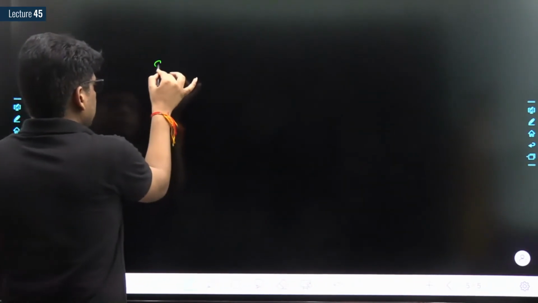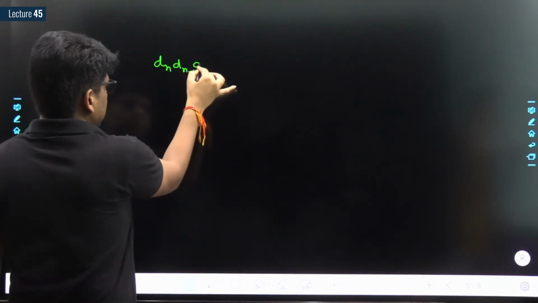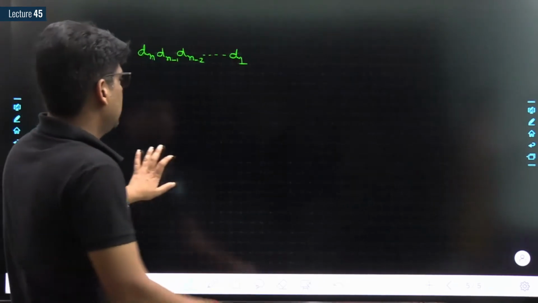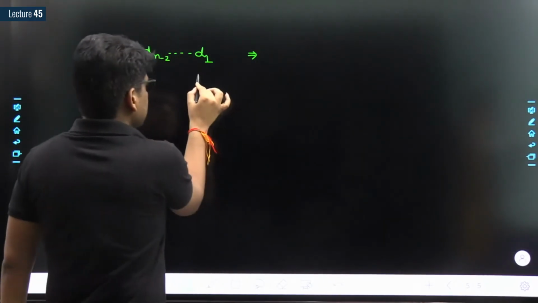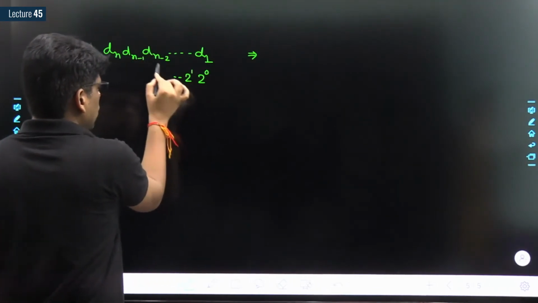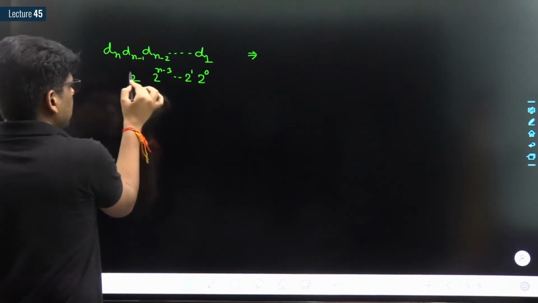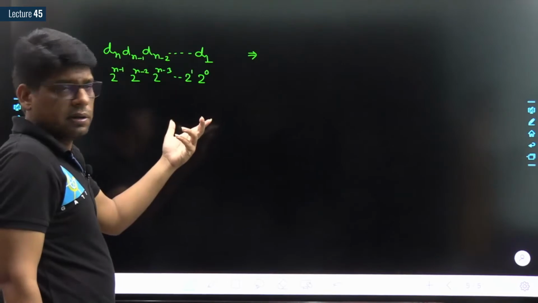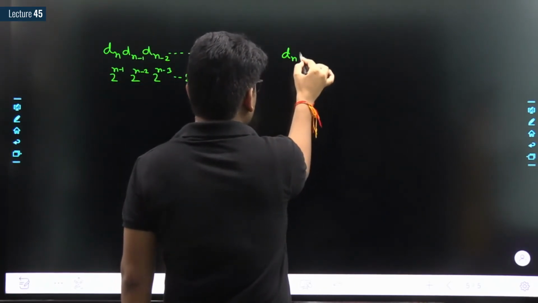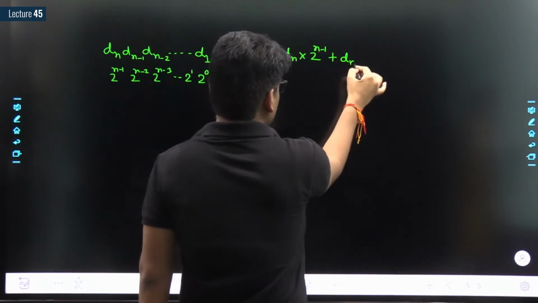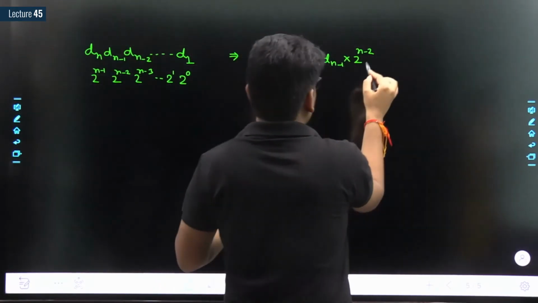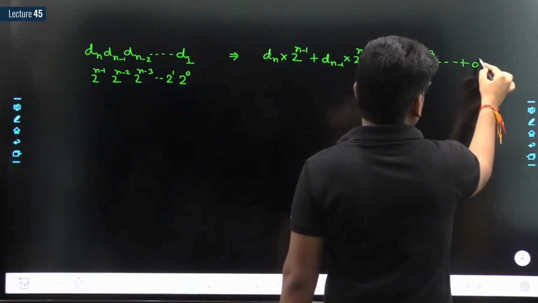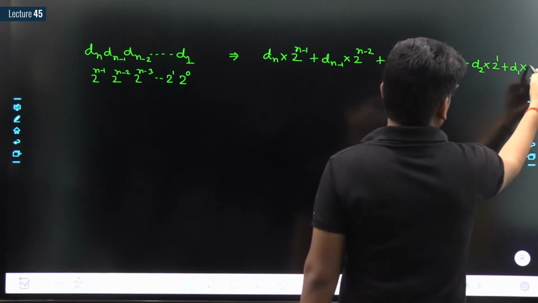Let us suppose we have an n bit binary number. Try to understand. How can we compute the value of this binary number? This is 2 to the power 0, first bit, 2 to the power 1 and so on, 2 to the power n minus 3, 2 to the power n minus 2 and 2 to the power n minus 1. Is it so? Yes. That means the value can be calculated as dn into 2 to the power n minus 1, plus dn minus 1 into 2 to the power n minus 2, plus dn minus 2 into 2 to the power n minus 3, and so on, d2 into 2 to the power 1 plus d1 into 2 to the power 0.